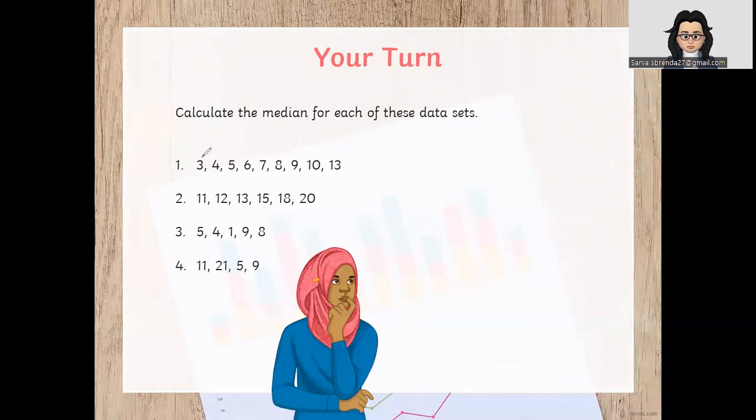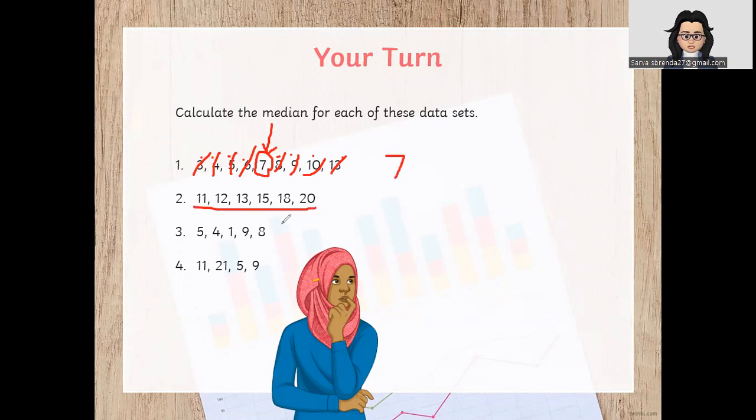Okay, first one: 3, 4, 5, 6, 7, 8, 9, 10, 13. It looks like the data is already arranged for us. All we can do is find the middle number. So cross off the first and the last, the second and second last, the third and third last, the fourth and fourth last, and you can see now there's one value left. So the median here is 7.